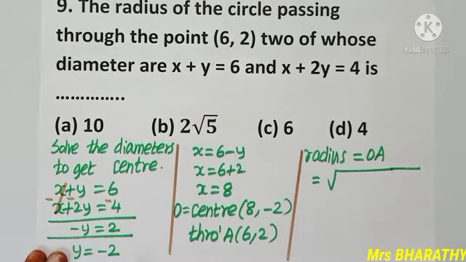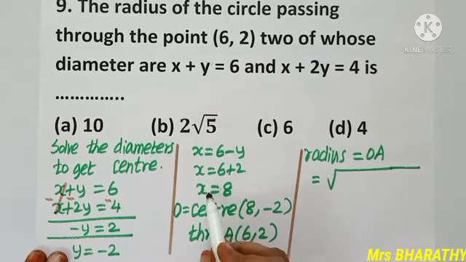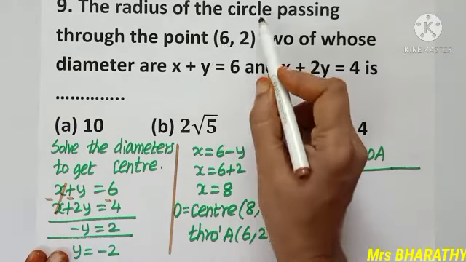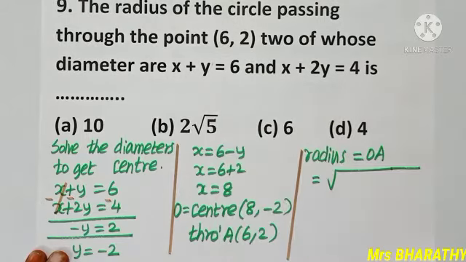If I know y, put it back in this equation. y equals 6 minus x, or x equals 6 minus y. So x is equal to 6 minus the y value, minus 2. So we get x is equal to 8. The center we have found out as (8, minus 2). Call it O. It is given the circle passes through (6, 2), so call that A. This is the center, this is the point it passes through.